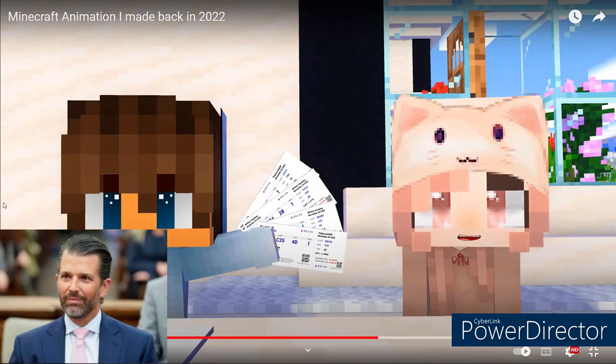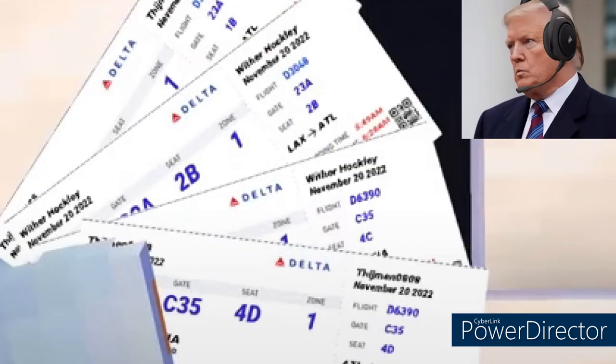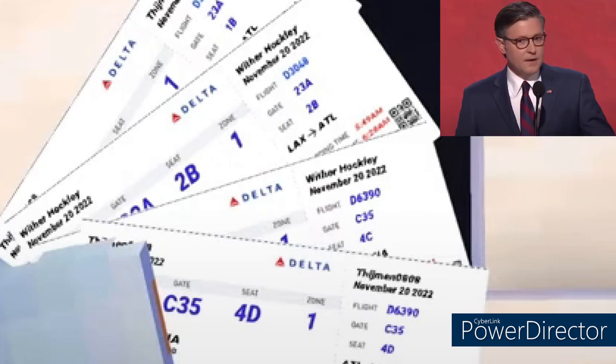Surprise, surprise, he gets out the boarding passes and Thymond is so happy. Wait a minute, look closely at the boarding passes. Bro, look at the dates, the passenger names, and the from-to airports. It says Thymond for two of the four boarding passes, and the other two say Wither Hockley. Peter Towers, who in the world is Wither Hockley?